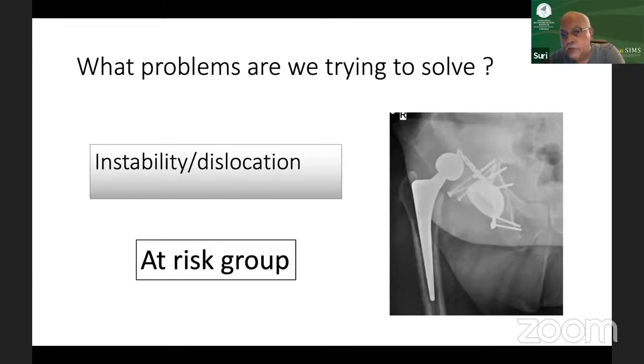What problem are we trying to solve by doing this? Basically, instability, or addressing the smaller instabilities and dislocation, especially in the at-risk group. In the previous discussion which I was listening to, the speakers did mention some areas where you would not use a ceramic on ceramic: altered anatomy, dysplasias, where you need to probably adjust the cups, and for some reason you may not get it spot on. So to protect that at-risk group, I think this dual mobility is a great boon.